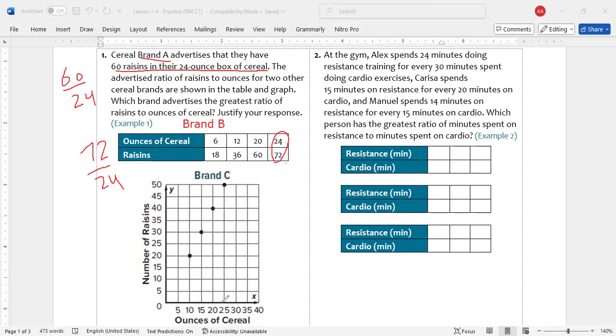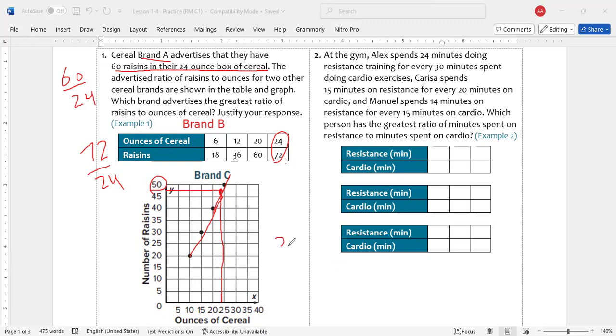So 24, here is the ounces of cereal. 24 is not marked as a number here, but we know it's very close to 25. So we will move this line up very close to 24. This point will be here to make it a straight line. This point should be on the way here on this line. So if we look here for 24, it's less than 50.